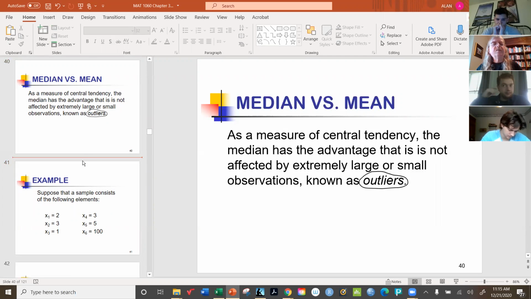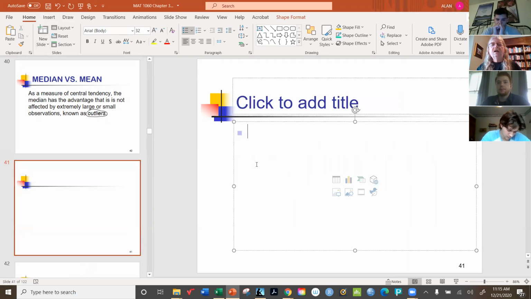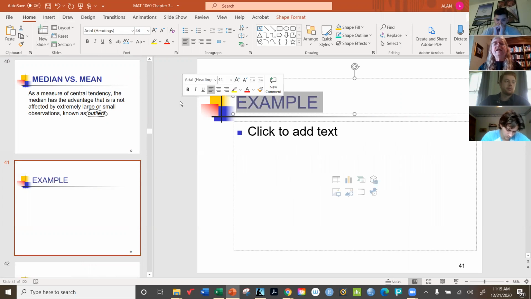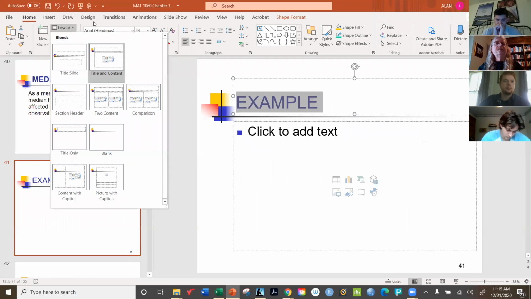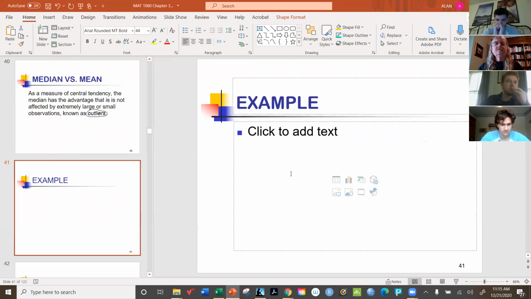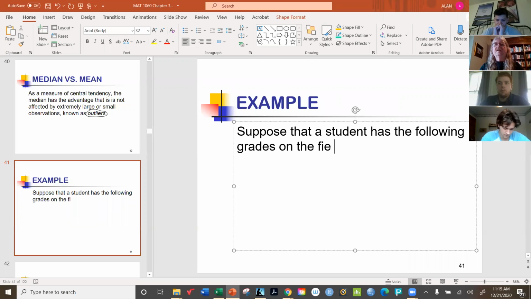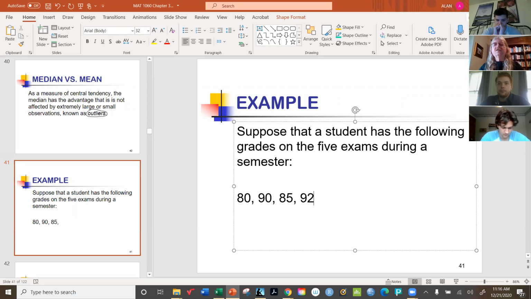Well, let me just show an example of how this could happen to you in the real world. As an example of an outlier, suppose that a student has the following grades on the 5 exams during a course or a semester. You got an 80, a 90, an 85, a 92, and all of a sudden there's a 48 mixed in there. What happened? Well, maybe that day you were sick.